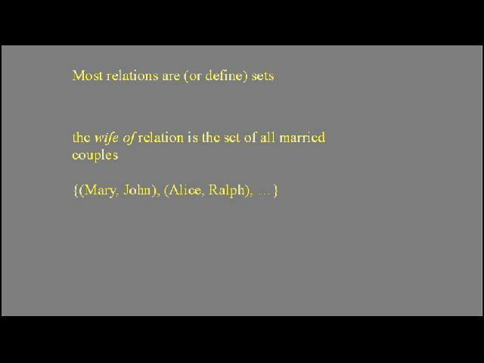Now that is not the same set as the set again containing ordered pairs. The fact that each element is a pair is signified by the inclusion of these parentheses here, where the first member of the ordered pair is in fact the name of the husband, because John is not the wife of Mary, Ralph is not the wife of Alice, and so on and so forth.